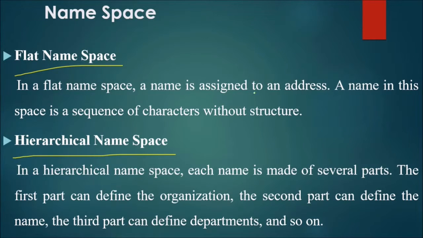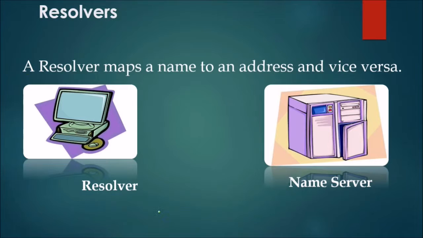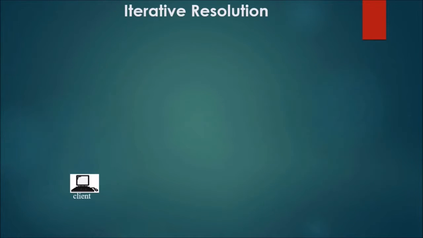In a flat namespace, a name is assigned to an address, and a name in this space is a sequence of characters without structure. In a hierarchical namespace, each name is made of several parts. The first part can define the organization, the second part the name, the third part the departments, and so on. These are the resolvers. The resolver maps a name to an address and vice versa. So this is like a query and then the response.